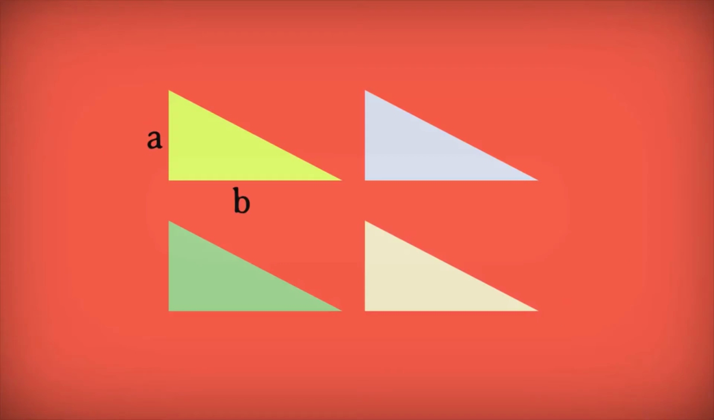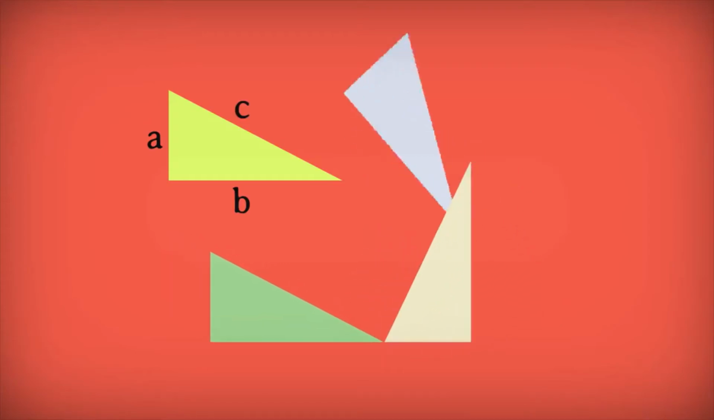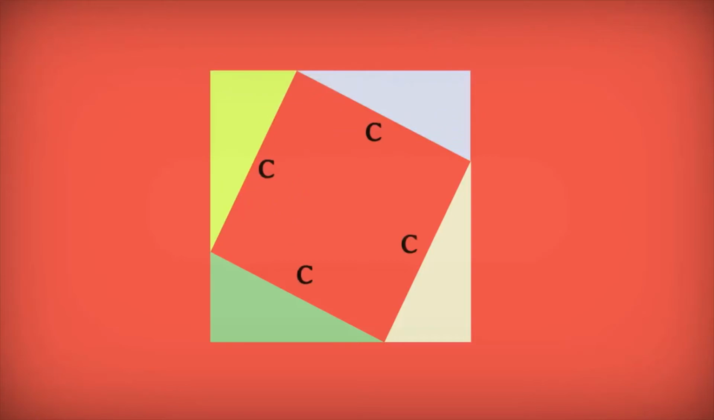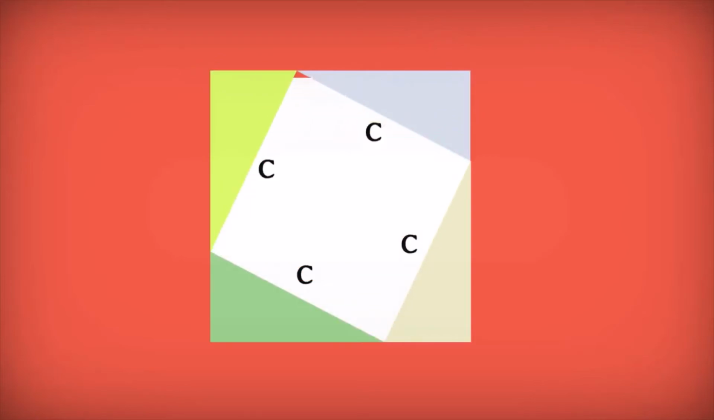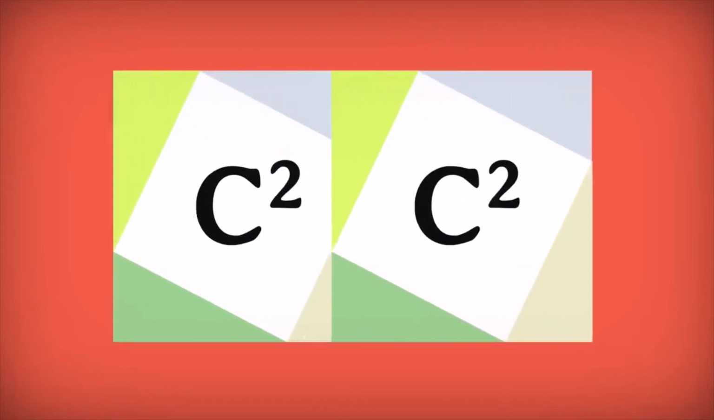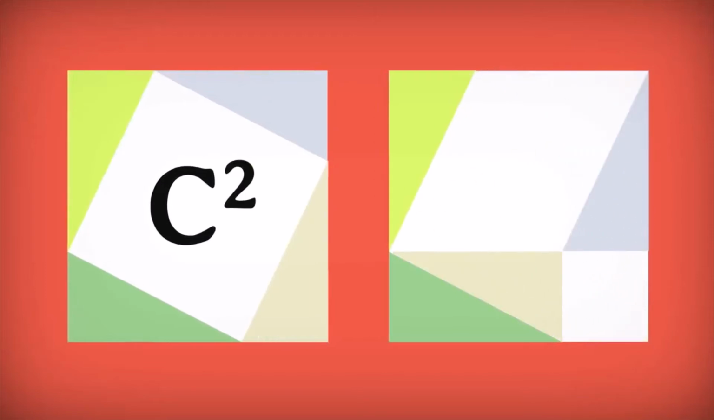Take 4 identical right triangles, with side lengths A and B, and hypotenuse length C. Arrange them so that their hypotenuses form a tilted square. The area of that square is C squared. Now rearrange the triangles into 2 rectangles, leaving smaller squares on either side. The areas of those squares are A squared and B squared.